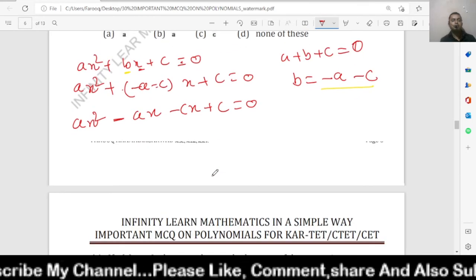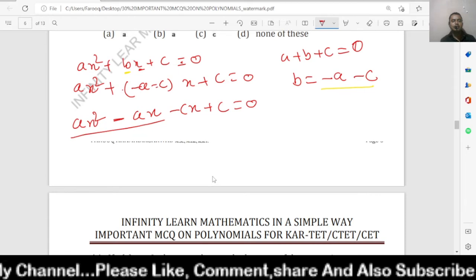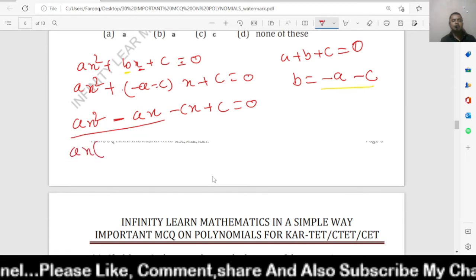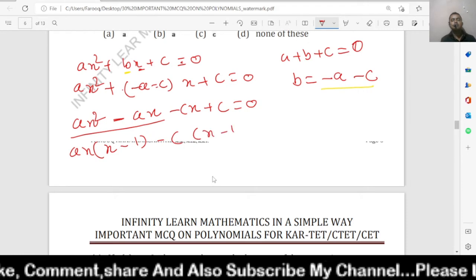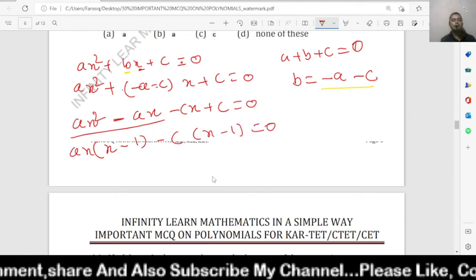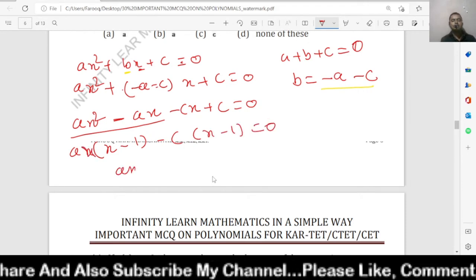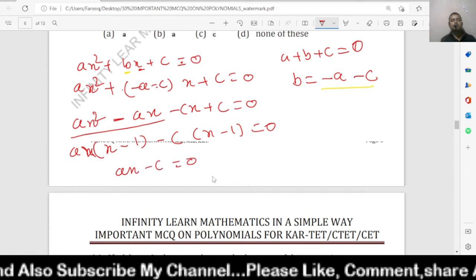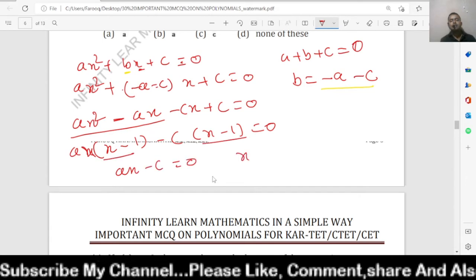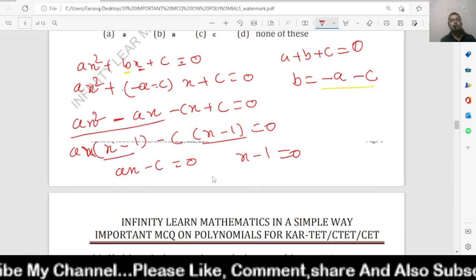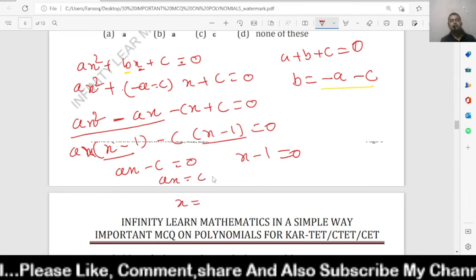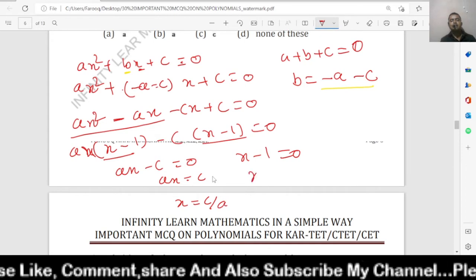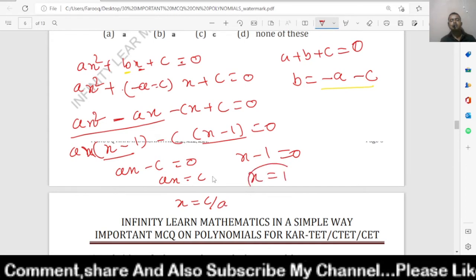Now grouping the two terms here, ax is common, x remains minus 1. Here minus c is common, x minus 1 equal to 0. Now ax minus c is equal to 0, and x minus 1 is common here, x minus 1 is equal to 0. Now ax is equal to c, x is equal to c by a, and x minus 1 is equal to 0, x is equal to 1.